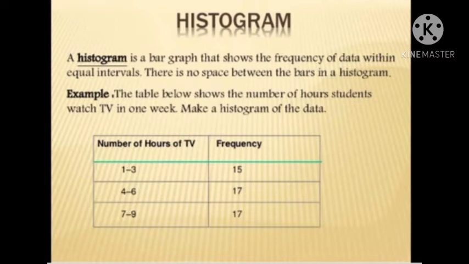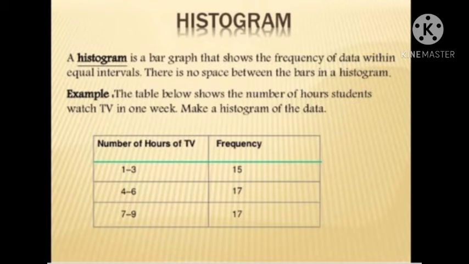Let's see this example. The table below shows the number of hours students watch TV in 1 week. Make a histogram of the data. See the table. The first column is the number of hours of TV and the second column is frequency. The first column is the class interval. Here the class intervals are 1 to 3, 4 to 6, 7 to 9. That means from 1 hour to 3 hours, 15 students watch TV.